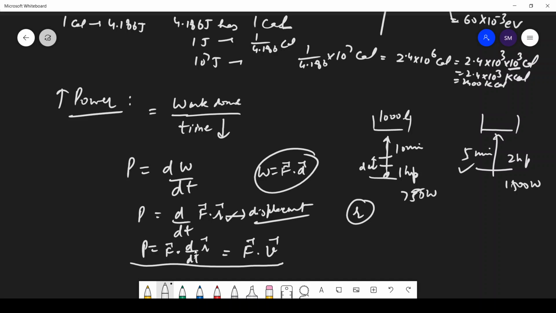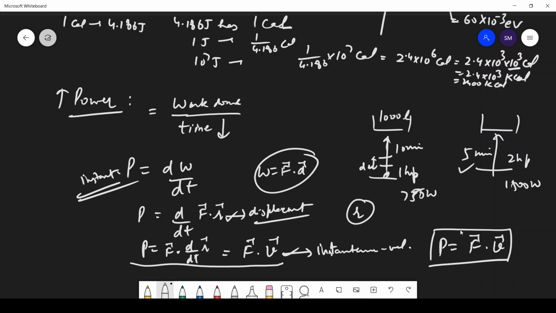So what is rate of change of displacement? Rate of change of displacement is velocity. Students, the important thing is that this is instantaneous velocity, and here right from the beginning, this is instantaneous power. So F dot V, again a dot product. Students, you will get a question in your exams based on this formula, because you already know this thing, but the new formula is P equals F dot V.